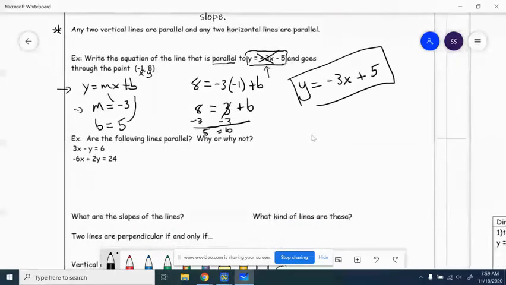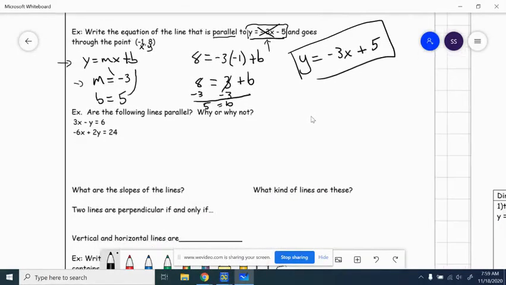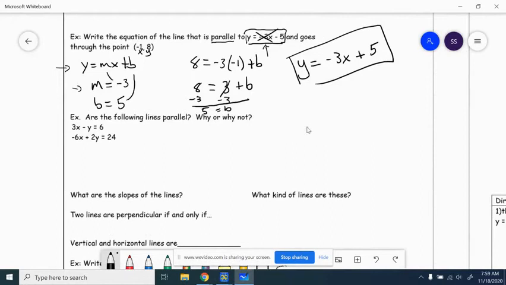let's move on. We've got a different type of question here. So are the following lines parallel? So basically what we need to do is get these into slope-intercept form, right? We need to make this look like this. We need to isolate y or solve for y, and then we just need to see if the m values are the same, okay? So I'm going to take the first one here.